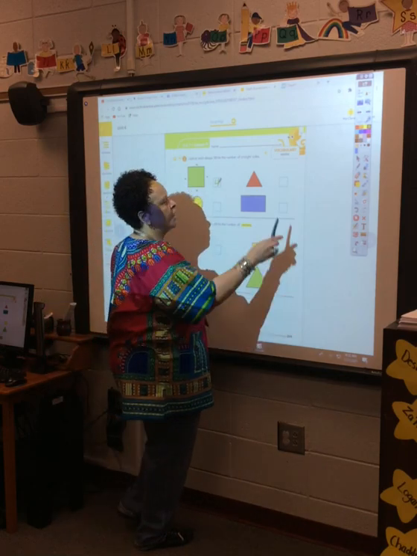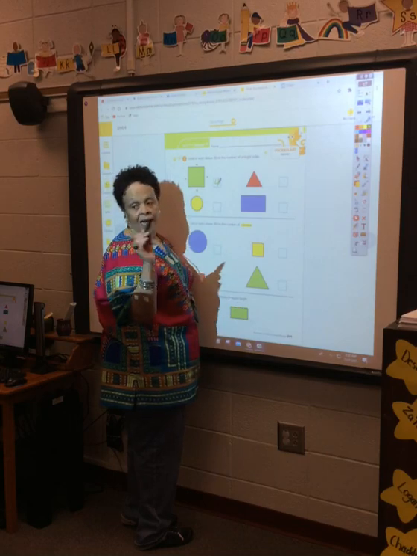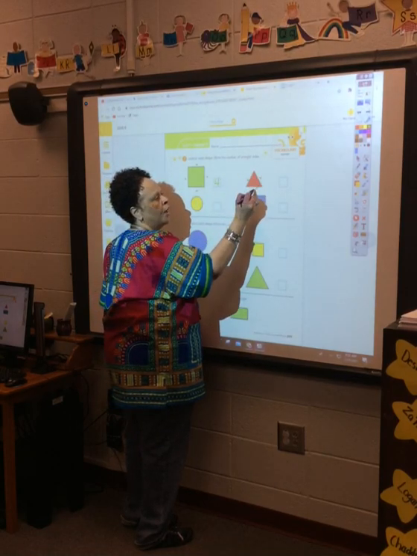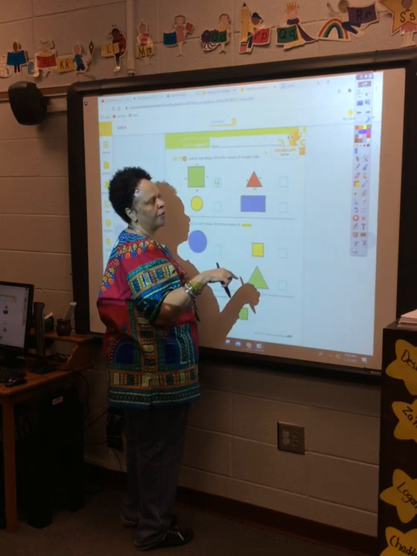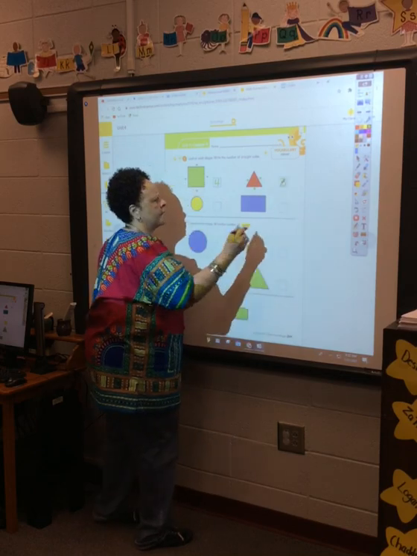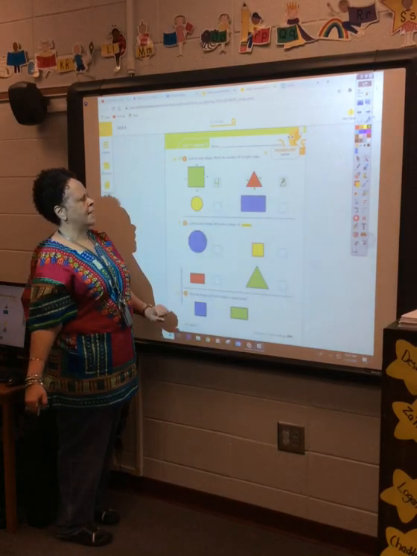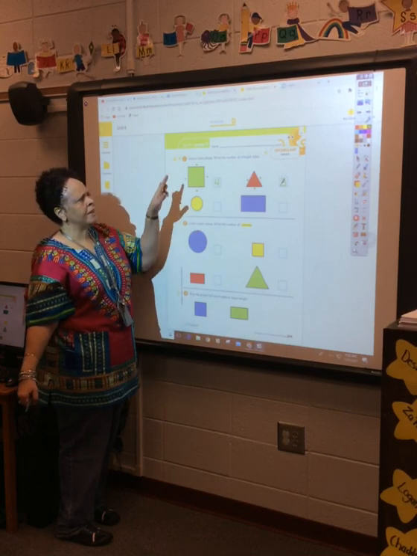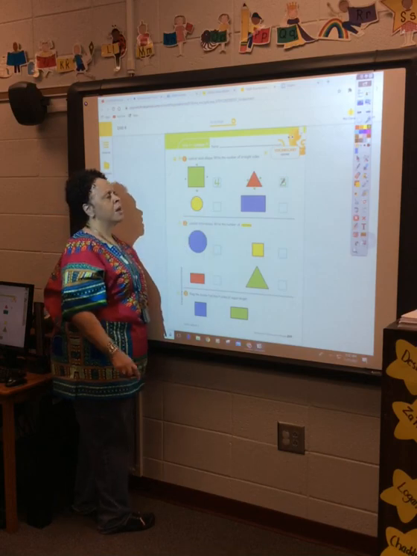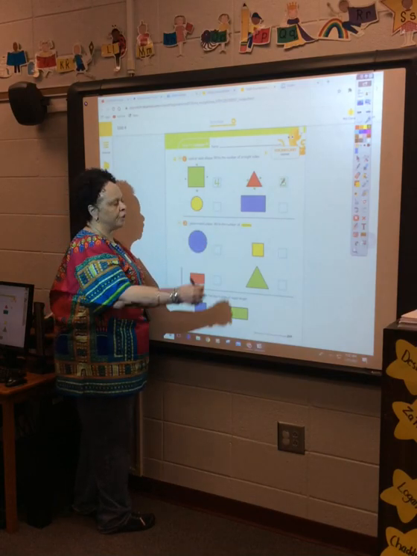Let's move to the triangle. Let's count the sides on the triangle. Let's count. Put a dot. 1, 2, 3. So how many sides on the triangle? 3. Now let's check this circle out. This is what you call a curved line. These are straight lines. So does a circle have any sides? No. So are we going to put any dots? No, we're not. So what's our number for the circle? How many sides? 0. Very good.